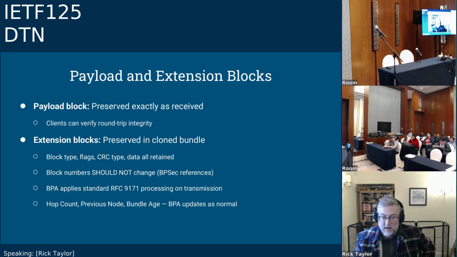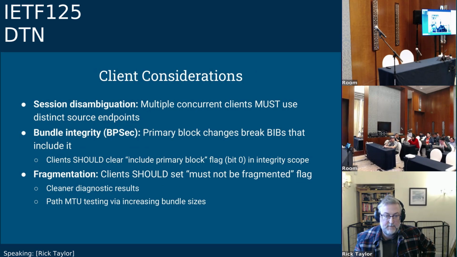Payload and extension blocks: don't do anything that you wouldn't normally do. It's very simple. No special features here. Hop count, previous node, bundle age: do your usual thing. So if the hop count is 1, by the time you've reflected, you won't get the result back because it will have decremented hop count according to 9171. Standard behavior applies. If you are trying to ping simultaneously from multiple clients, you need to have unique endpoint IDs. This kind of doesn't need to be said, but this allows different ping paths to be multiplexed.